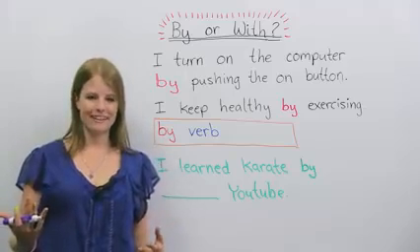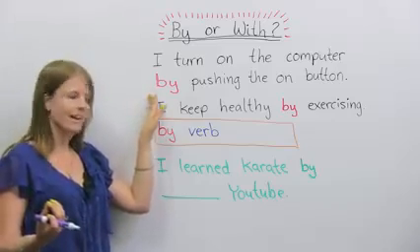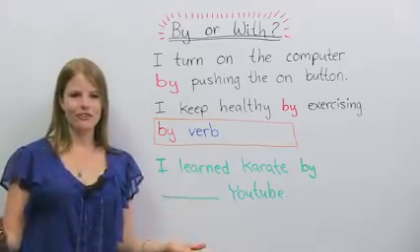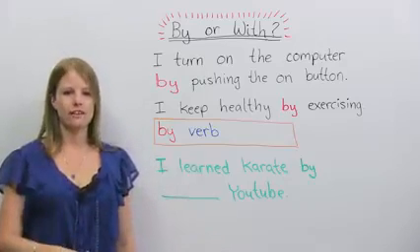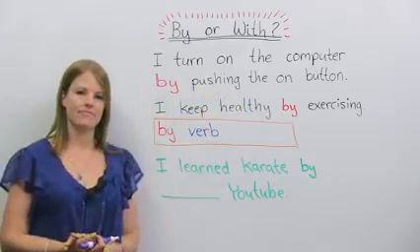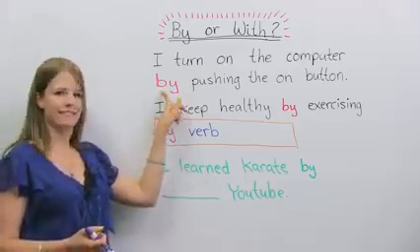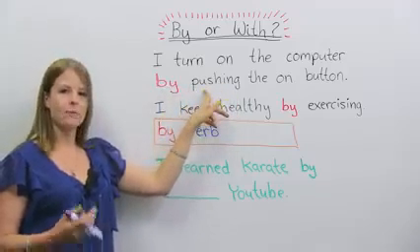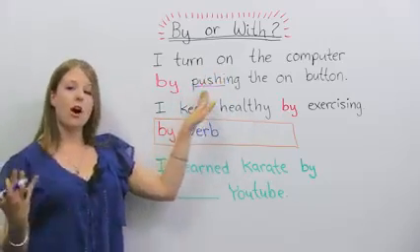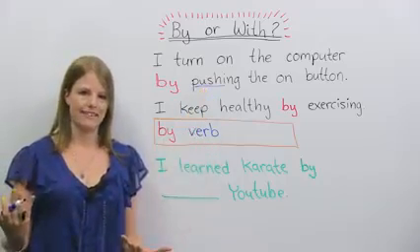Okay, so let's look at some example sentences with by. I turn on the computer by pushing the on button. Okay, so this is again answering the question how. How do you turn on the computer? Well, I turn on the computer by pushing the on button. I want you to take a moment to look at this sentence. What comes after by? We have here pushing. Pushing is a verb, okay? So I'm just going to underline this. So after by, we often have a verb when we're explaining how something is done.